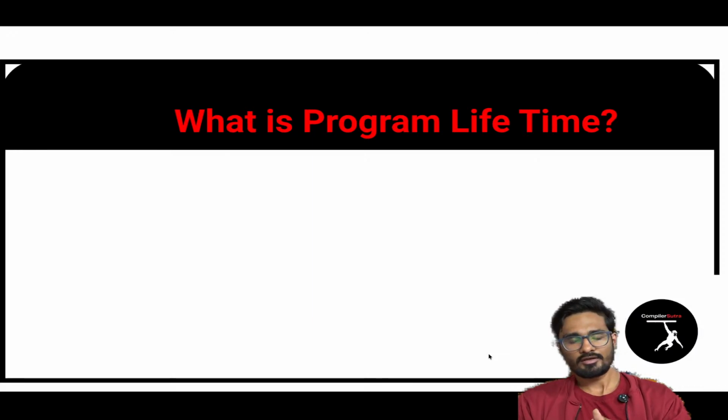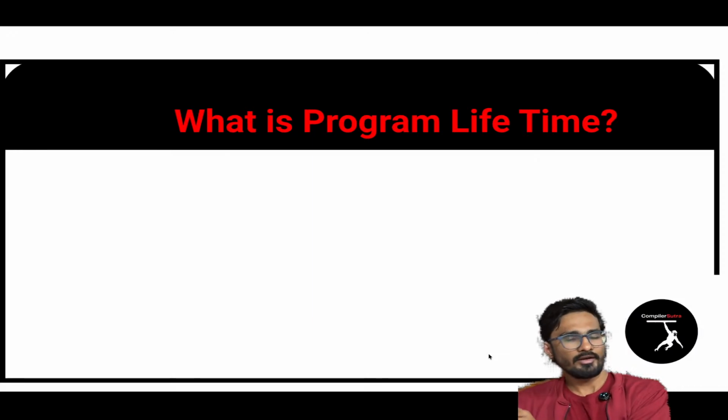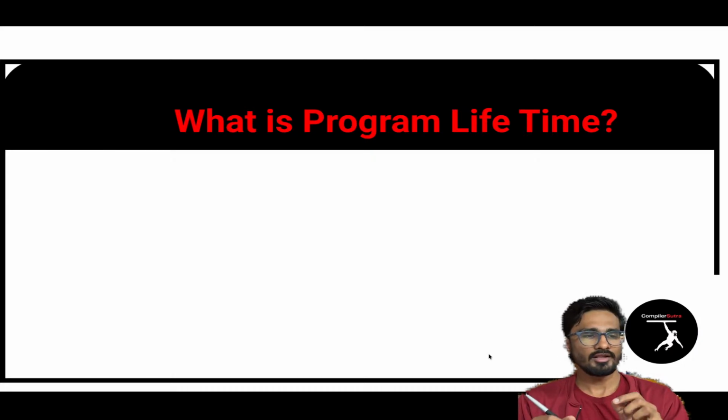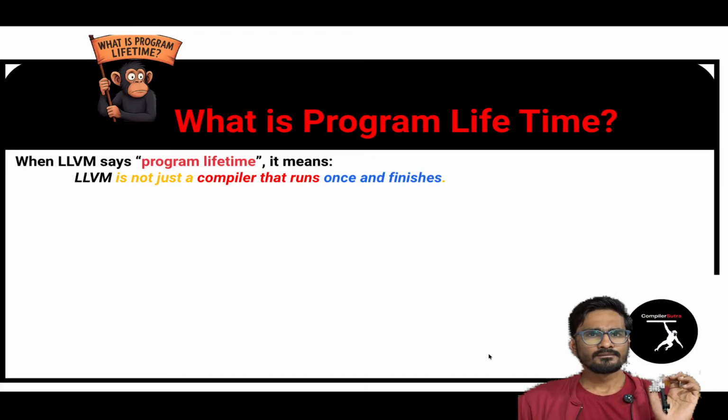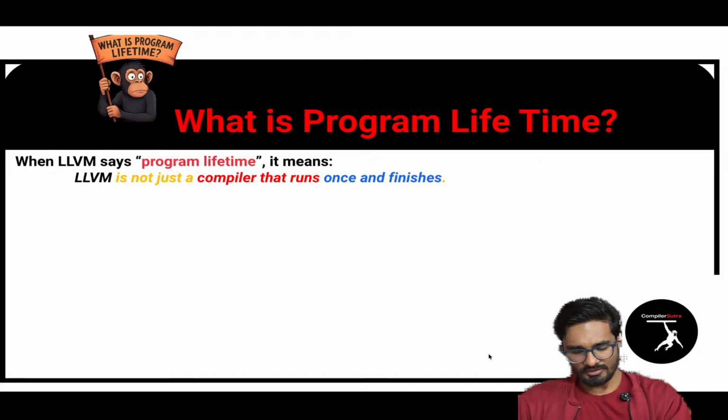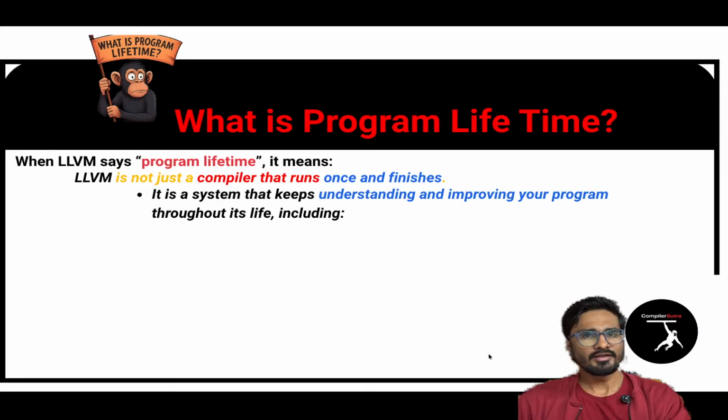LLVM, instead of directly converting your source code into binary, in the middle converts it into LLVM IR. That LLVM IR is where all the fancy optimization, analysis, and transformation of LLVM happens. So when LLVM says program lifetime, it simply means that it does not just run once and finish its job. It's a system that keeps understanding and improving a program through its life.